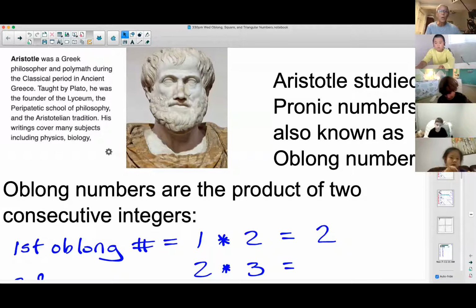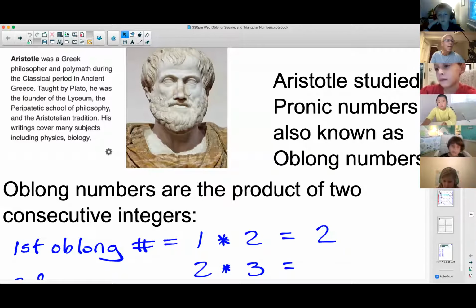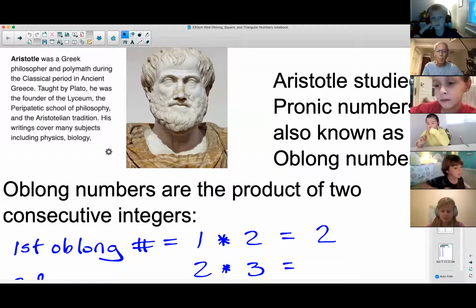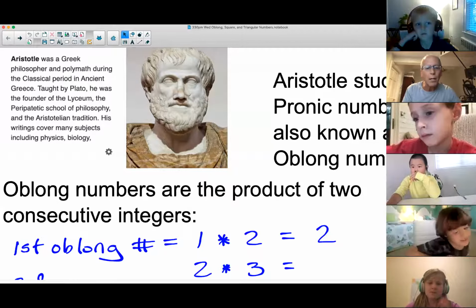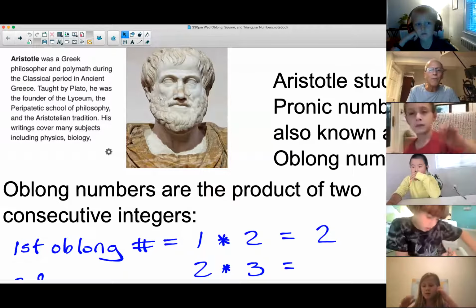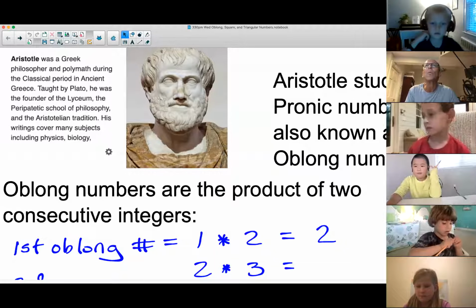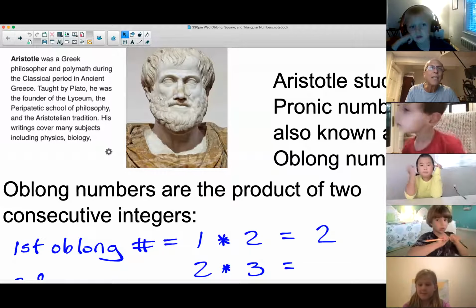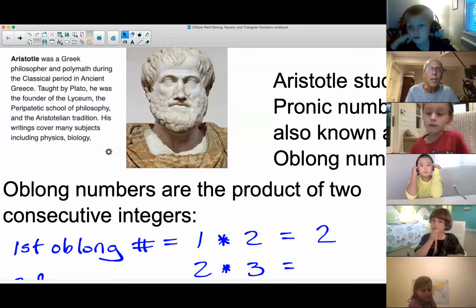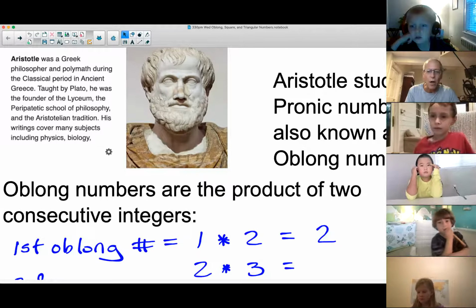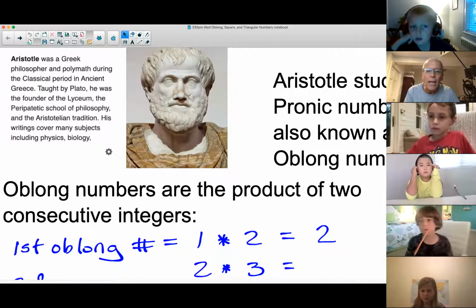And so what I want to do today is talk to you about a very special mathematician, and his name was Aristotle. Now, he wasn't just a mathematician. He was also a great philosopher and an architect. And he was actually the teacher. Are you ready for this? He was the teacher of Alexander the Great. Oh boy, that's awesome, Aiden.